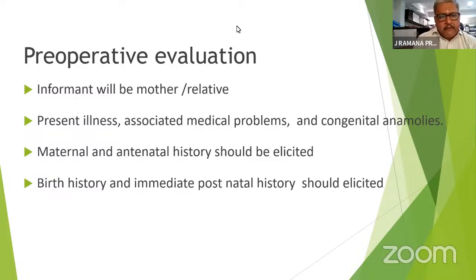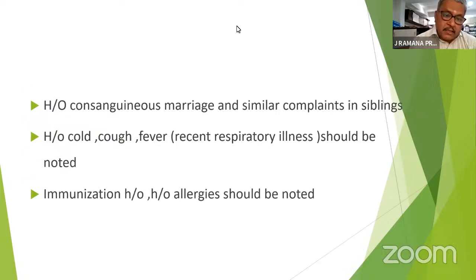One should elicit history of present illness, associated medical problems, any congenital anomalies. Antenatal history should be elicited, birth history, birth trauma, forceps use, and immediate postnatal history. History of consanguineous marriages and similar complaints in siblings, history of cold, cough, fever, running nose, recent respiratory illness should be noted. Immunization history, history of allergies should be noted.